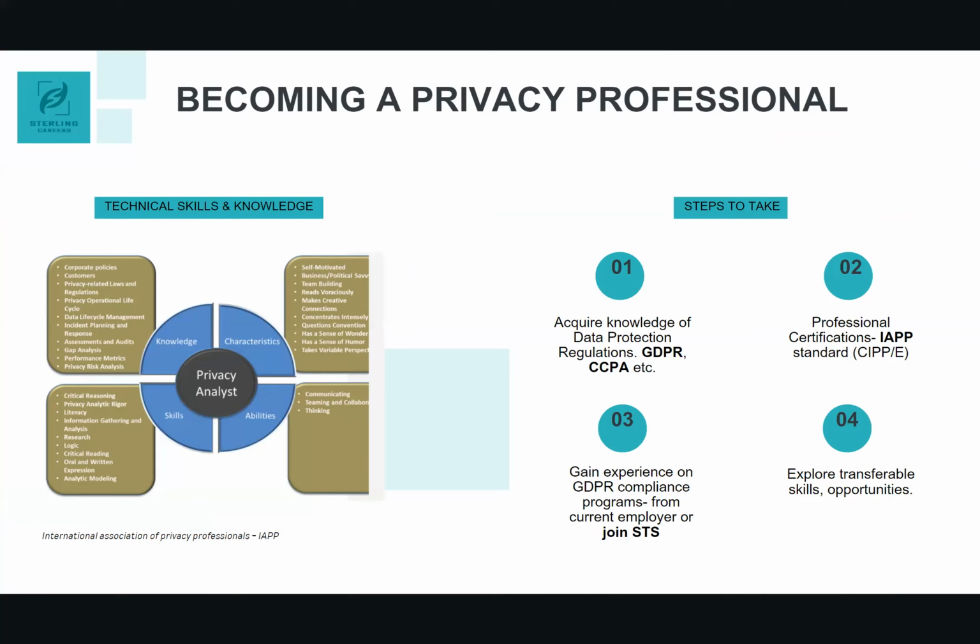Right. So becoming a privacy professional, there are some technical skills and knowledge. The first step you want to do is, like I said, acquire the knowledge of the data protection regulation. So GDPR, CCPA, it comes later. For me, I think I'd done GDPR compliance for 3 years before I picked up CCPA. CCPA is just the California Consumer Privacy Act. You could call it the GDPR version in the US, okay? Unfortunately, the US doesn't have a federal privacy law yet, but that is the closest that they have.